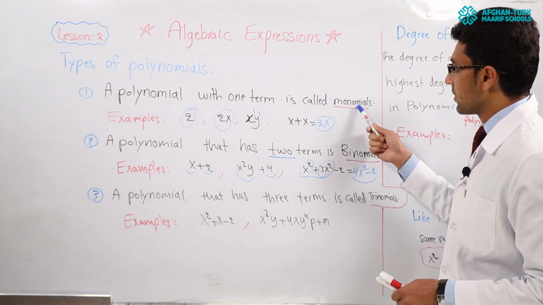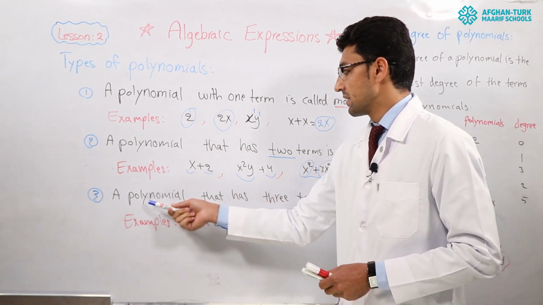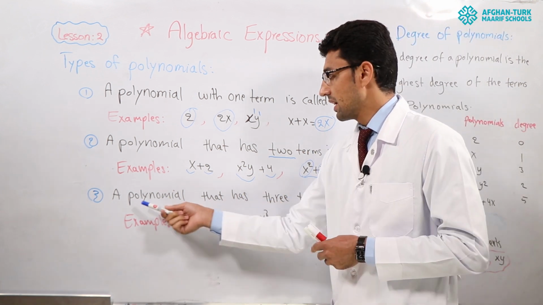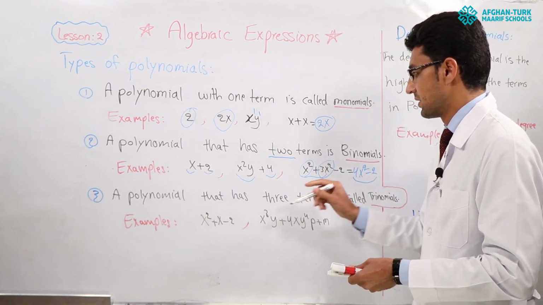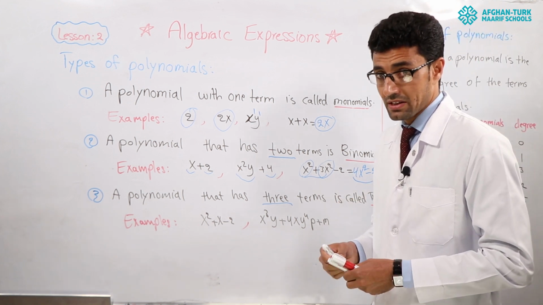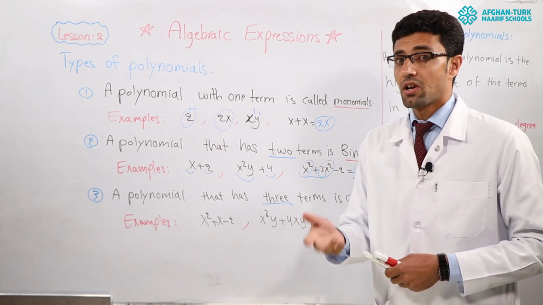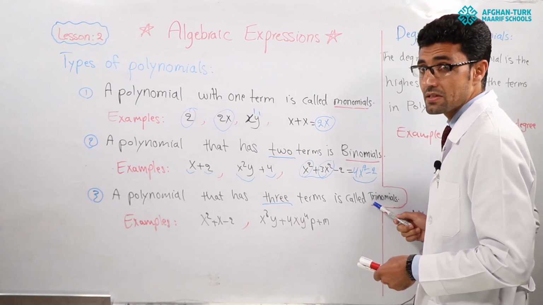So the first one was monomial, the second one was binomial, and the third one must be three terms. A polynomial that has three terms is called a trinomial. Repeat after me. Trinomials. Trinomials. Okay?